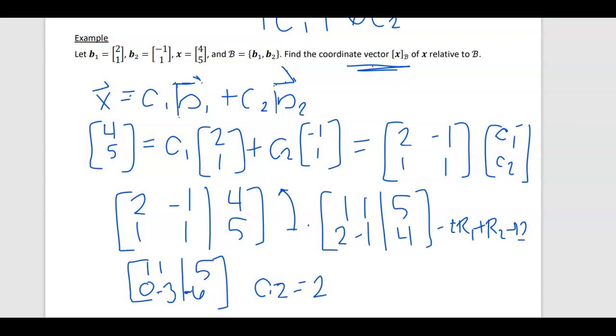And if that's the case, then I can plug in 1 C1 plus 2 has to be 5. And so C1 has to be 3. And so my coordinate vector must be equal to 3, 2.